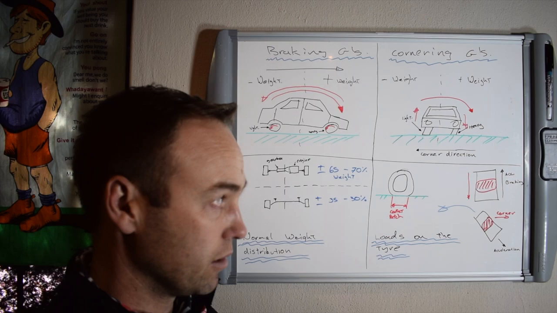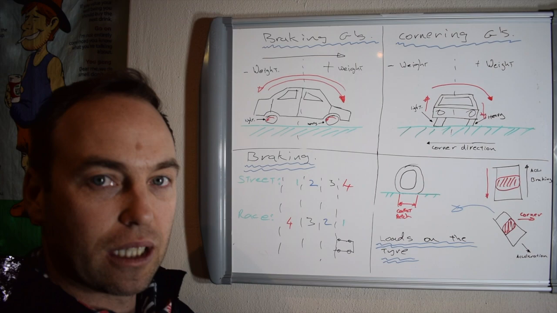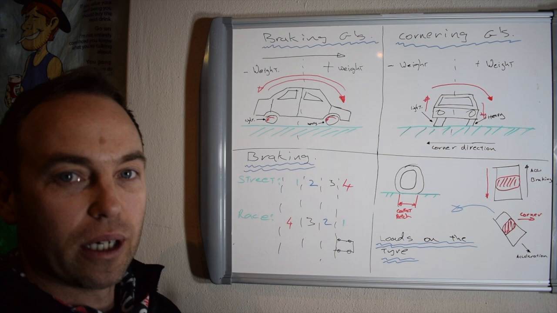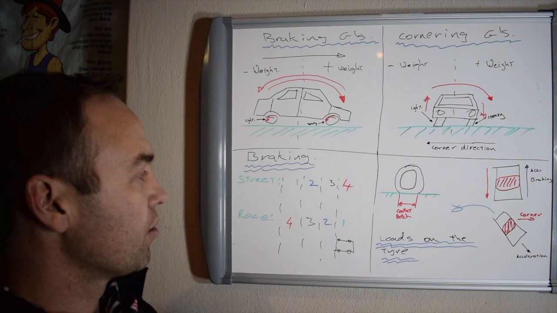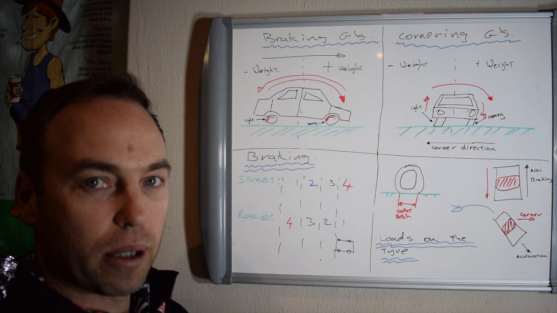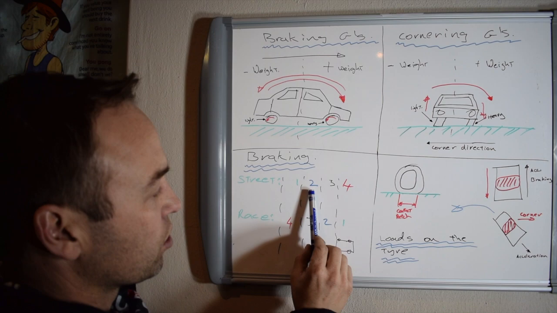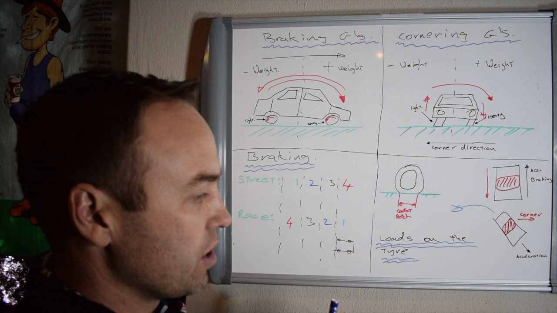Let's talk about braking. In a street application, if we're driving along and we're coming to a traffic light or a corner, you're going to apply the brakes in a very modular, slow fashion. So, in other words, as you're coming to the corner, if we use a scale of 1 to 4, 1 being soft, 4 being very hard pressure on the pedal, you're going to apply the brakes in a slow manner, starting from 1, and as you come close to the corner, you'll increase the pressure, so it'll be 1, 2, 3, 4 as you get to the corner.